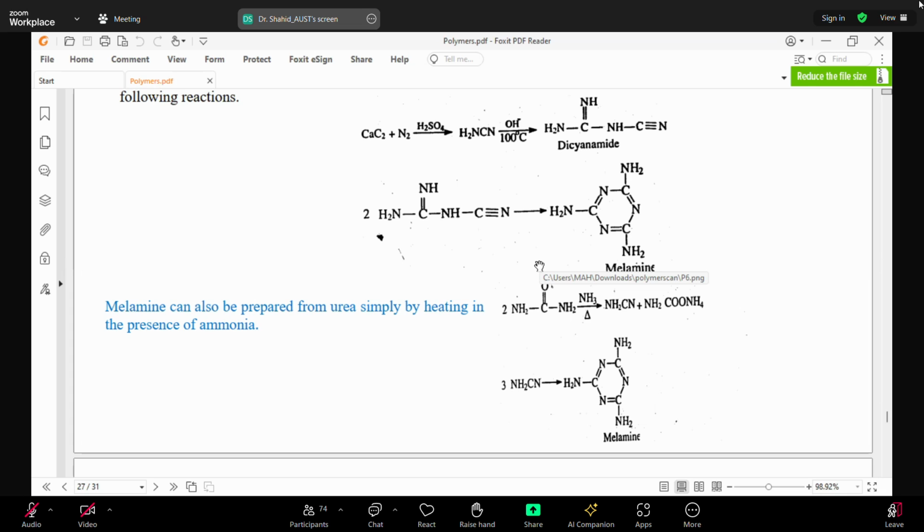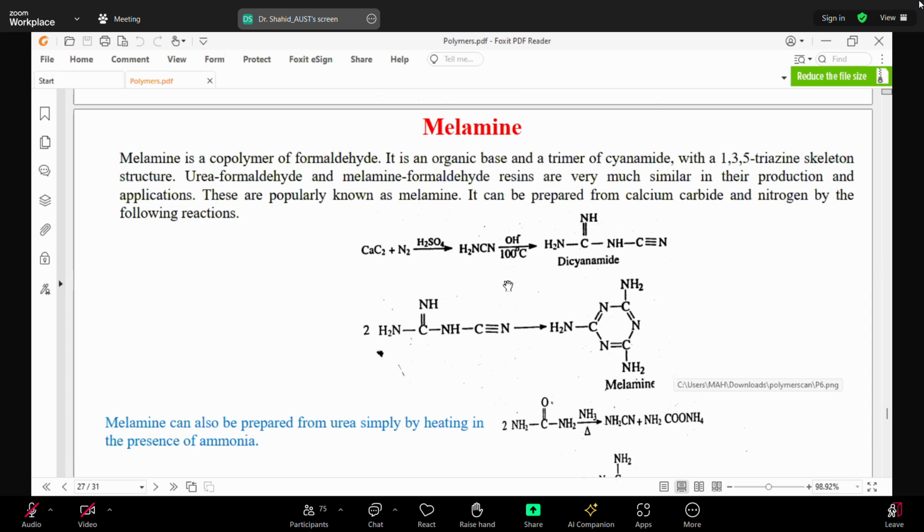We can produce this compound by heating ammonium cyanide. So by using this, melamine can also be prepared from urea simply by heating in the presence of ammonia. This is the urea. By heating with ammonia, we can prepare this, a two-step reaction. Three molecules of ammonium cyanide react to form this structure. In this case also, calcium carbide reacts in the presence of sulfuric acid to form ammonium cyanide. Then at 100 degrees centigrade, under basic conditions, dicyanamide will be formed. After that, dicyanamide will be polymerized to form this compound, melamine.